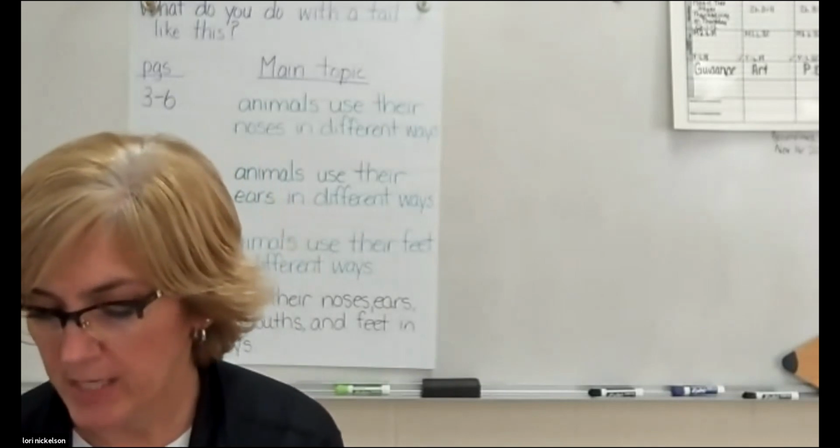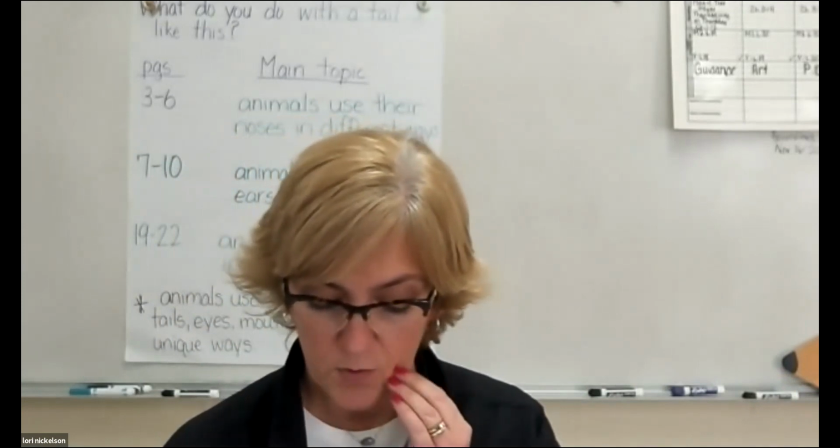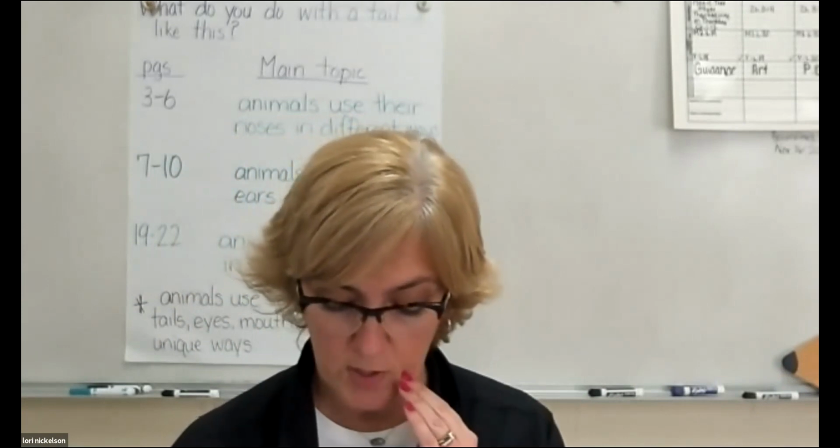So I'm going to read page 2 to you out of my book. And it says, animals use their noses, ears, tails, eyes, mouths, and feet in very different ways. See if you can guess which animal each part belongs to and how it is used. At the back of the book, you can find out more about these animals.